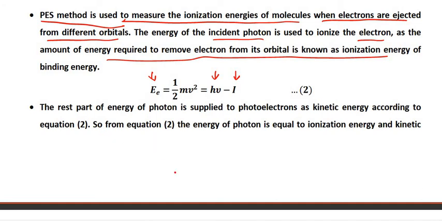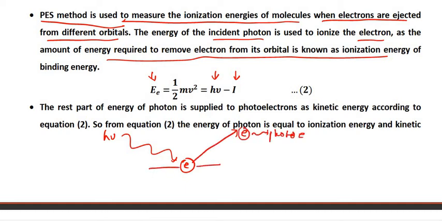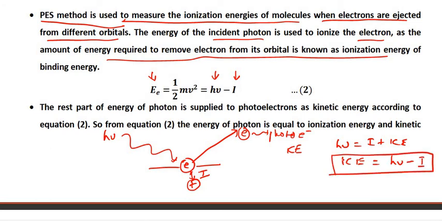If an electron is struck by a photon, it absorbs the energy of the photon, leaves its orbital and moves as a photoelectron with sufficient kinetic energy. As this electron is attracted by the nucleus, in order to overcome the attractive force it requires some energy, that is ionization energy or binding energy. So h nu is equal to I plus kinetic energy, or we can say that kinetic energy is equal to h nu minus ionization energy. The whole principle of photoelectron spectroscopy is based on this equation.